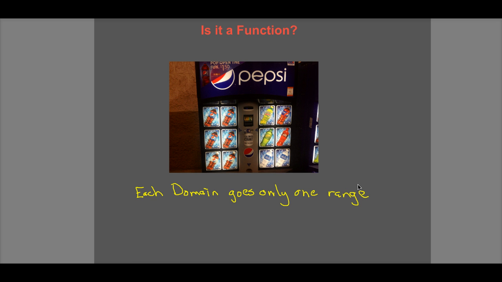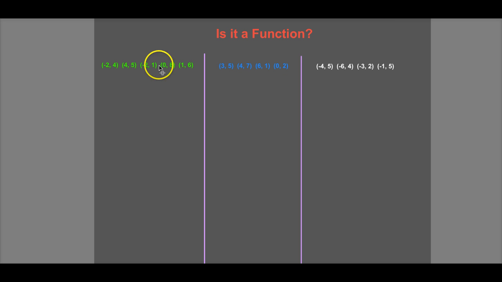If it doesn't do that, if you have a domain that goes to multiple ranges, which would indicate I press the button and sometimes Pepsi comes out and then sometimes something else comes out, that's not a function because it's not a functional machine. So let's look at a couple. We're going to determine whether these are functions or not, and I'm going to do them by making a mapping diagram, because a mapping diagram is a great way to show that kind of relationship.